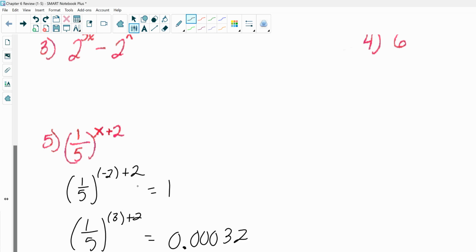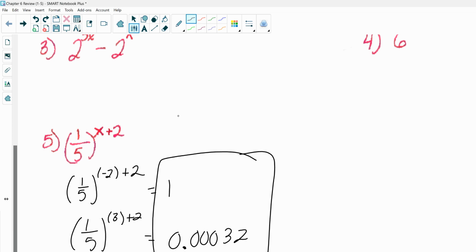Now here we have to really go 4 decimal places to round it, but all the ones on the test, if there is a decimal attached to it, go 3 places and round. If you're not sure and want to give me the entire decimal, that is fine too. So our two answers for this here are 1 and 0.00032.